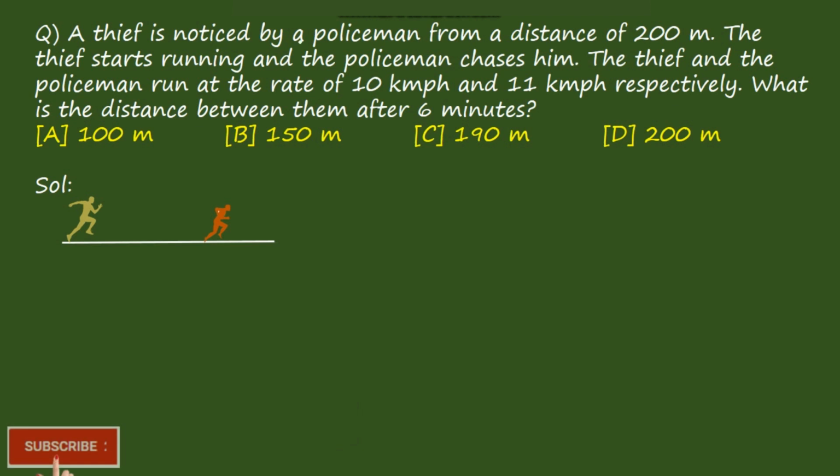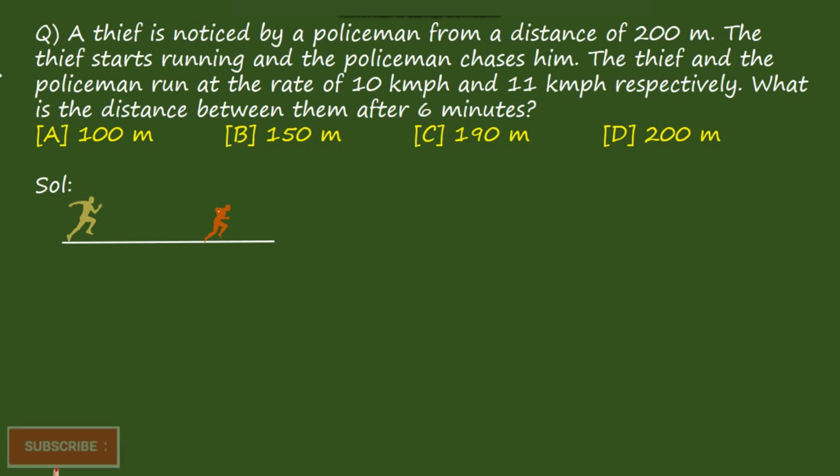With the next question, a thief is noticed by a policeman from a distance of 200 meters. The thief starts running and the policeman chases him. The thief and the policeman run at the rate of 10 km per hour and 11 km per hour respectively. What is the distance between them after 6 minutes?